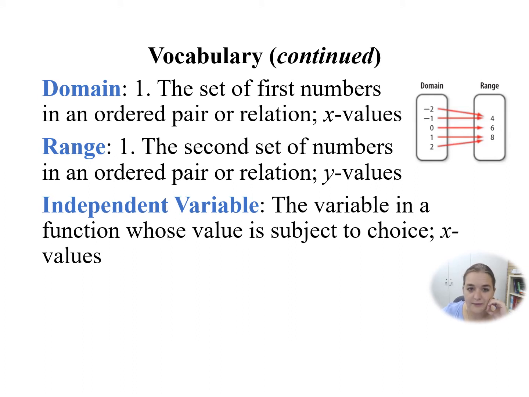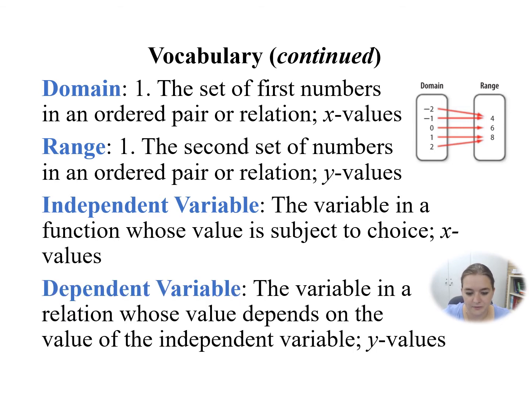The independent variable, and in science class over the next few weeks you'll get to learn a little bit more about how independent and dependent variables look in science. But in math it's very similar. The independent variable is the variable in a function whose value is subject to choice. It's our x values. Our dependent variable is the variable in a relation whose value depends on the independent variable. When we're graphing it, these will be our y values. And these ideas are really similar to science, and you'll see with our practice problems that we're going to deal with some situations.